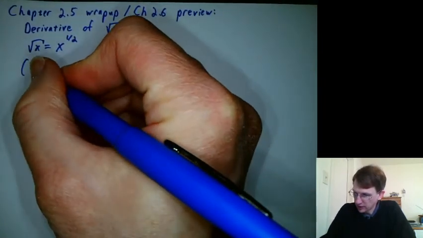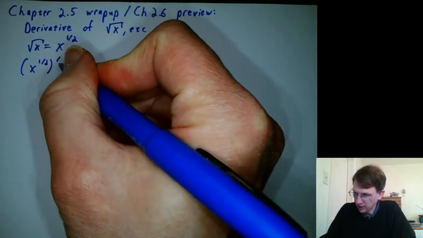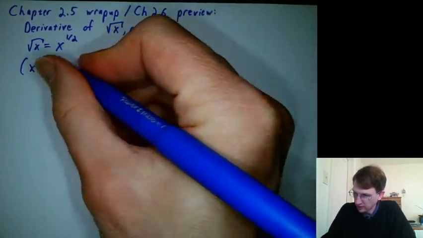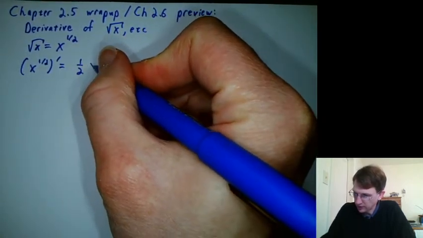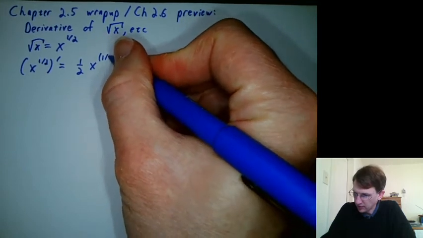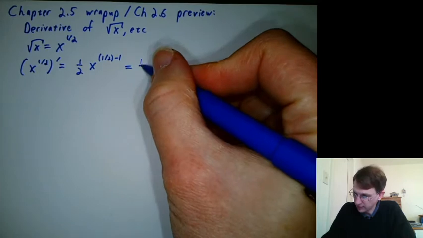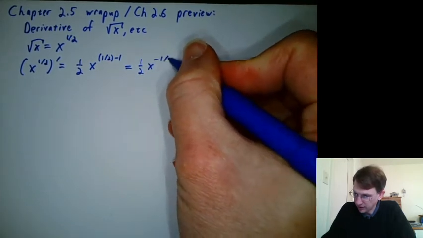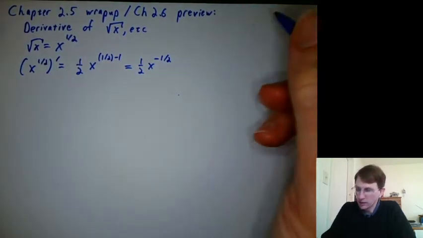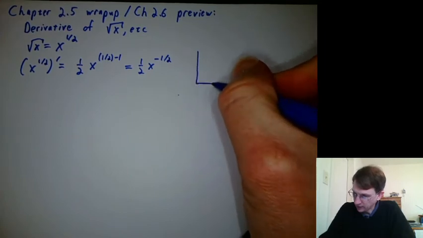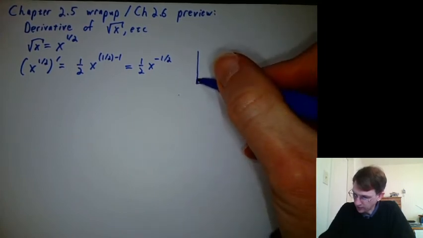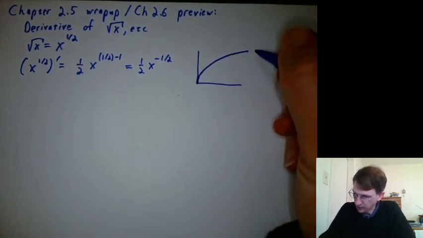So we can say x to the 1/2 prime is, well, the 1/2 comes down front, x to the 1/2 minus 1. 1/2 minus 1 is negative 1/2. So it's x to the negative half. We can go check that. Graphing. So square root looks something like this. It's a parabola sideways.